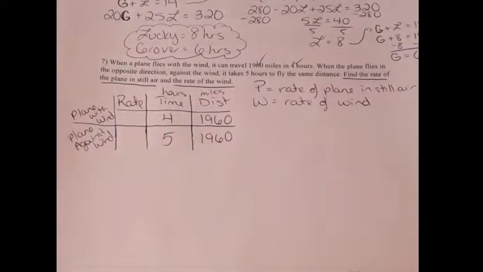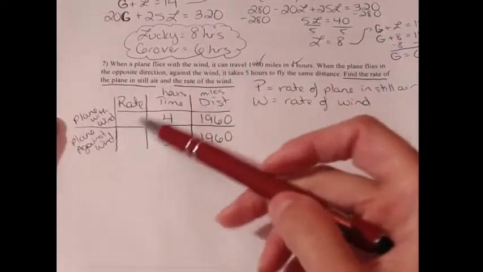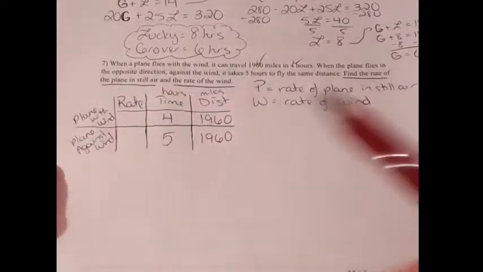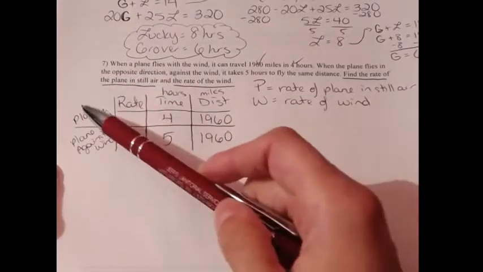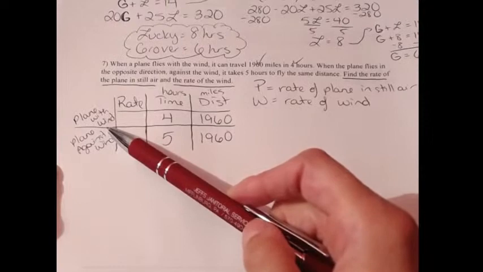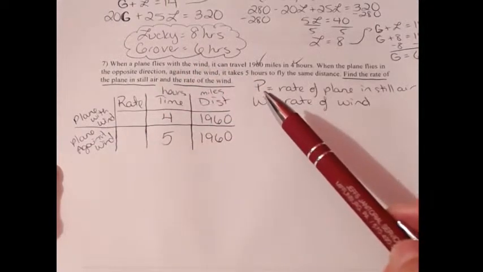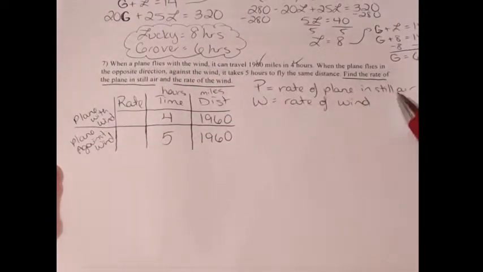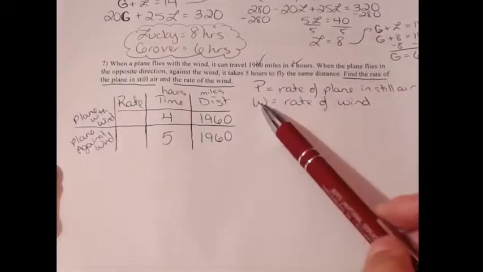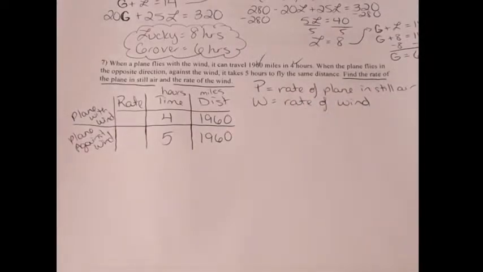So it's obviously going to travel the same distance. Now, the part here that I want you to think about very logically is that we want the rate of the plane with the wind. Now check this out. P represents the rate of the plane in still air. W represents the rate of the wind. If you were flying in a plane and you're going with the wind, are you going to move slower or faster?